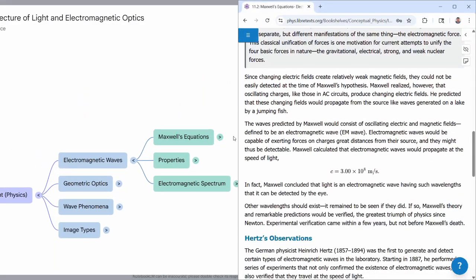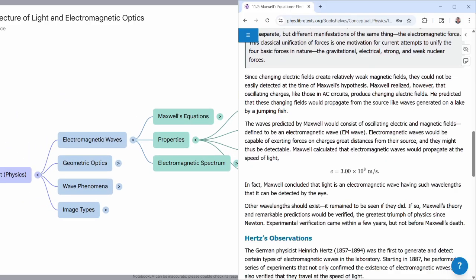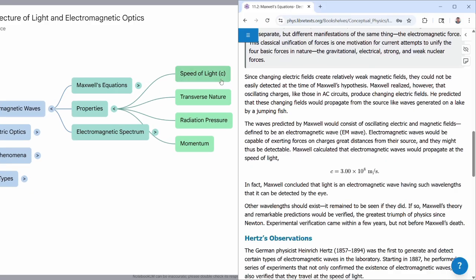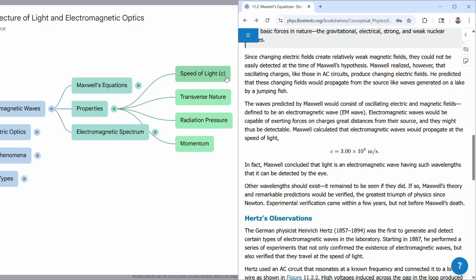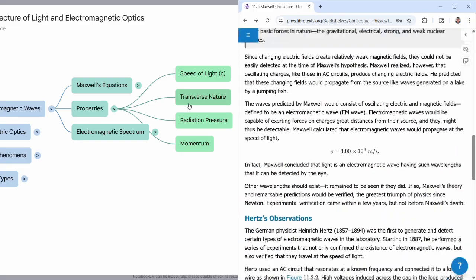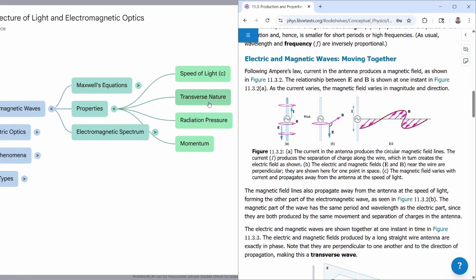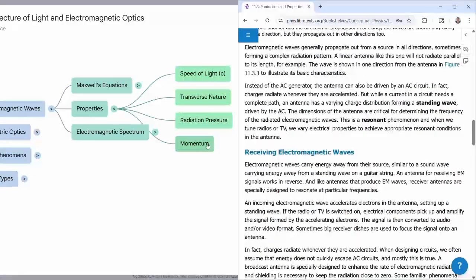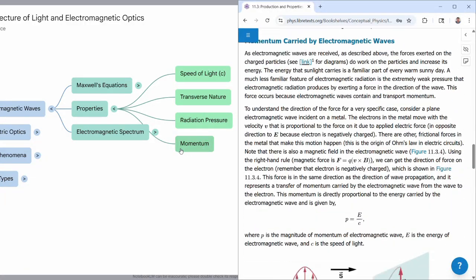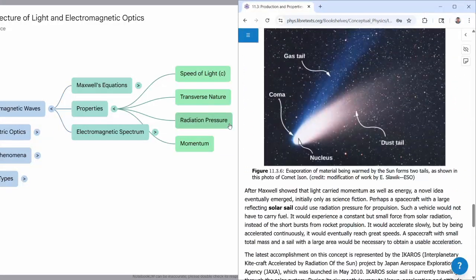Now, in sections 11.3 through 11.5, we look at the properties of electromagnetic waves, such as the speed of light. This is how Maxwell, the theoretical physicist who put together the four Maxwell's equations, figured out that light must be an electromagnetic wave, and how electromagnetic wave is a transverse wave, the electric and magnetic fields oscillating perpendicular to the propagation direction, and how the momentum transfer of light results in radiation pressure. There are some examples in the textbook, and I also mentioned that in the lectures.